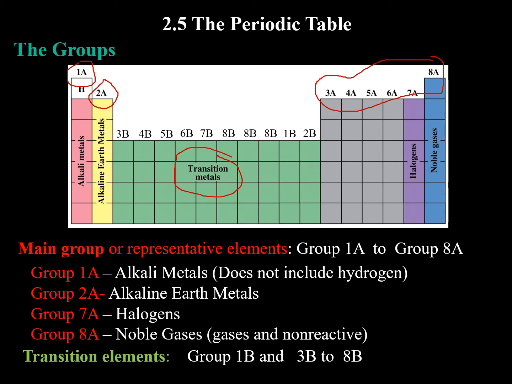You do need to know group 1A is alkali metals, group 2A is alkaline earth metals, halogens are group 7A, noble gases are group 8A.